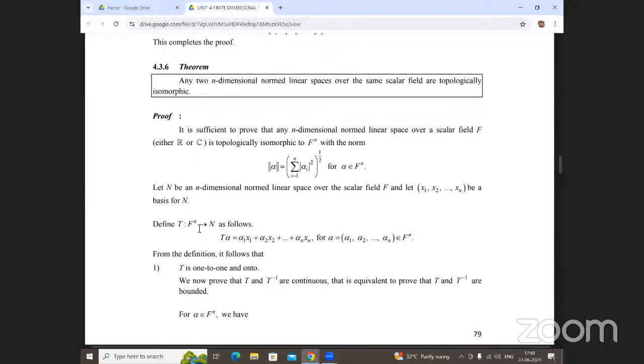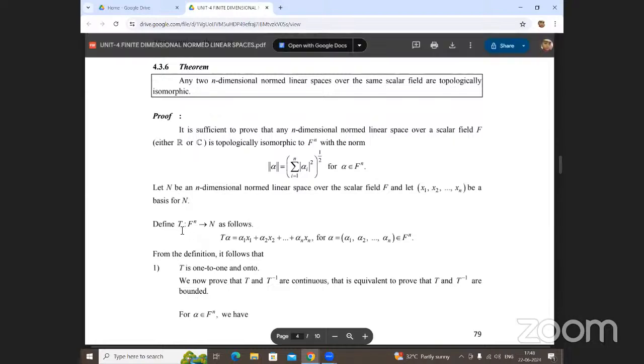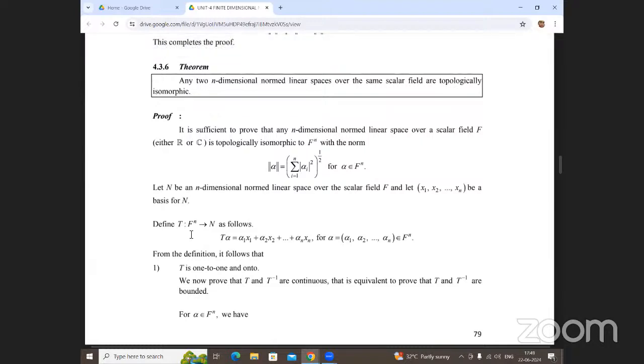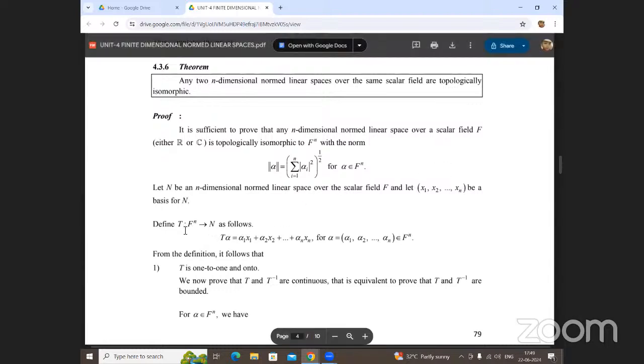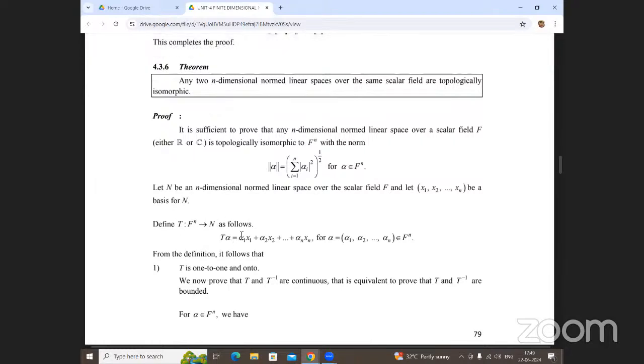So take any one element alpha. Write the definition of the mapping as T of alpha equals, what is the connecting relation? It is the linear combination of the alpha values and the x values, where alpha times x is scalar multiplication in the linear space: alpha 1 x1 plus alpha 2 x2, and so on, plus alpha n xn. That is the definition of the transformation capital T from F power n to capital N.